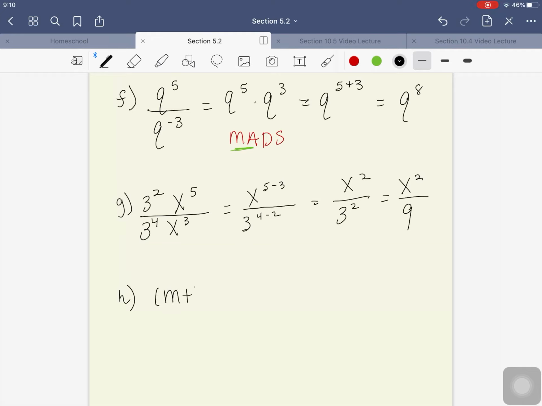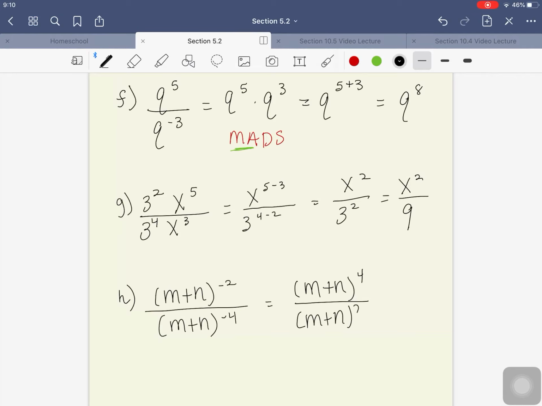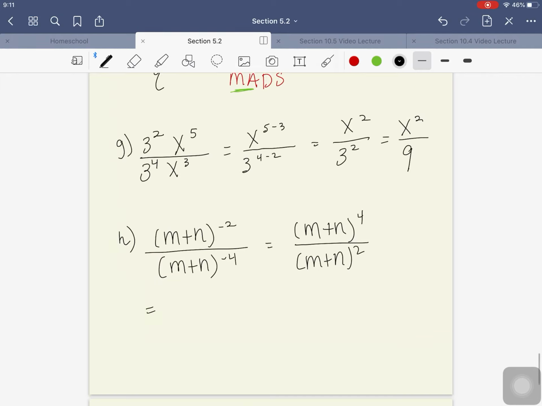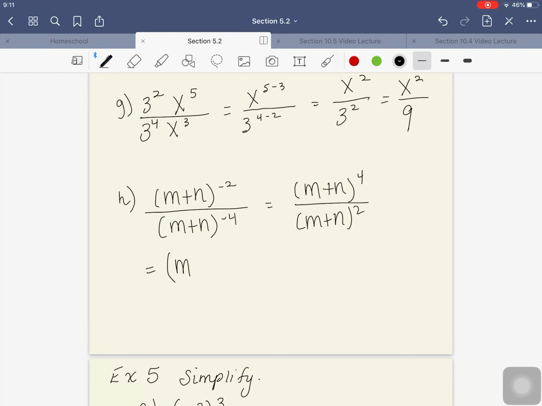All right, m plus n to the negative 2nd power over m plus n to the negative 4th power. I would first flip to make the exponents positive. So m plus n to the positive 4th power over the quantity m plus n to the 2nd power. So that would be the quantity m plus n to the 4 minus 2, or m plus n quantity squared. And you can just leave it as m plus n quantity squared. The only way to simplify that further would be to do m plus n times m plus n and then FOIL, but you can stop here.